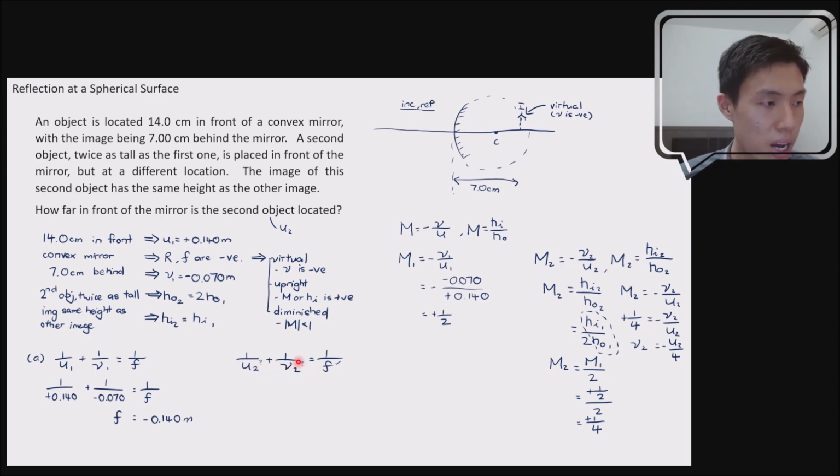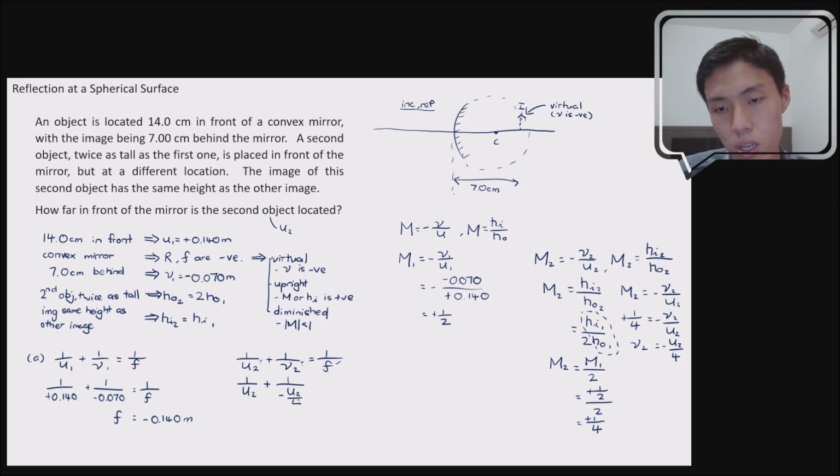Okay, so U2, I'm going to retain it as U2, no problem with it. But for V2 over here, I'm going to replace it with negative U2 over 4. So plus V2, replaced with negative U2 over 4, then the focal length here will be negative 0.140. So since right now the only unknown you have is U2, we can easily put this into a calculator to determine U2. And U2 is equal to positive 0.420.